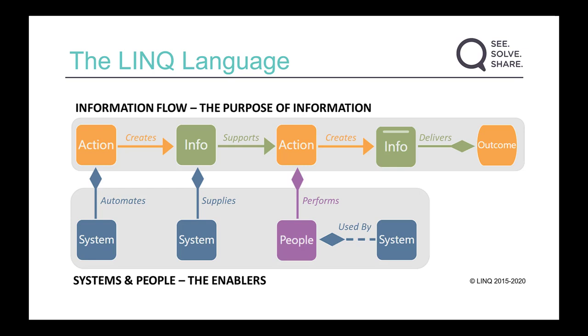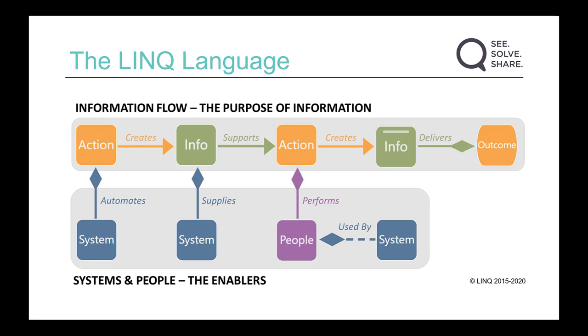The enablers of that flow are people and systems. So the LINQ language says that people perform actions. And in order to perform an action, you have to use a tool which we call a system. We specifically describe systems rather than technology, because there are plenty of systems out there which are not technology, such as paper or even a conversation at the water cooler. So the relationships that we form here are the system that's used by the person to perform the action.